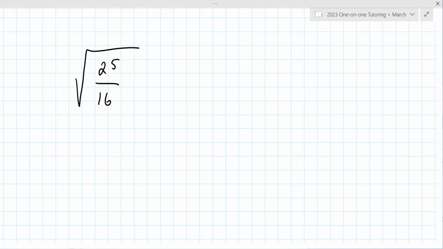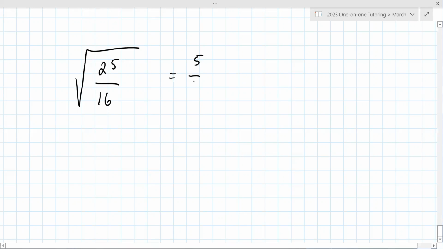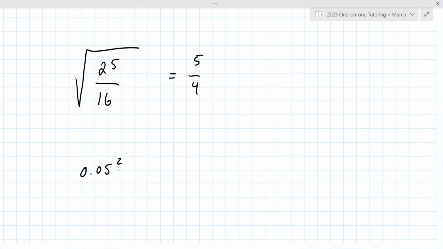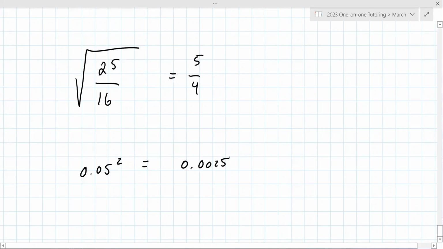So I want you to take the square root of 25 over 16. Just give me your final answer for this one. It would be 5 over 4. Very good. All right, excellent. Okay, I want you to square 0.05. 0.05 squared. That would be 0.0025. Yes. Very good.